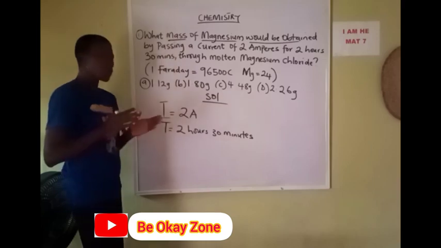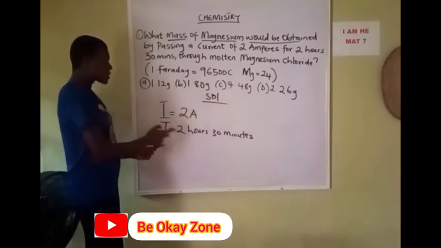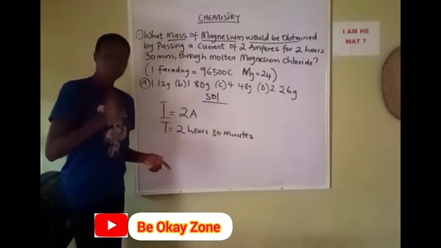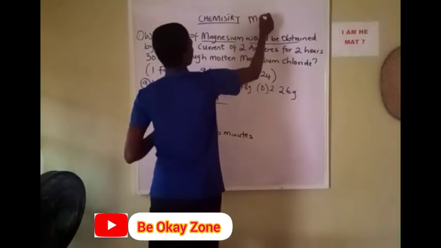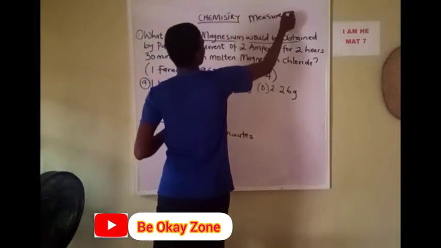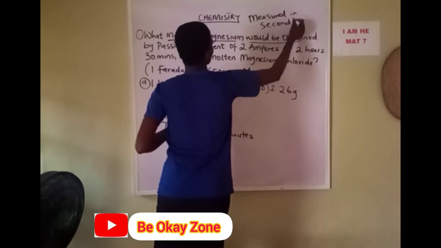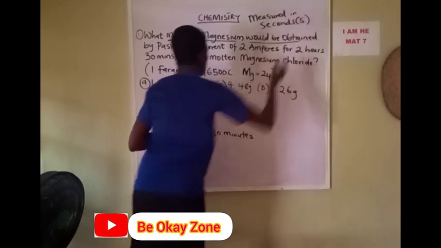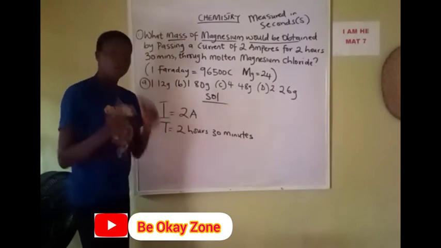So what do we do first of all? Looking at this, we know that current is measured in what? Amperes, and time is measured in what? Seconds. Take note, time is measured in seconds. So what do we do now? We have to convert these 2 hours 30 minutes to what? Seconds.